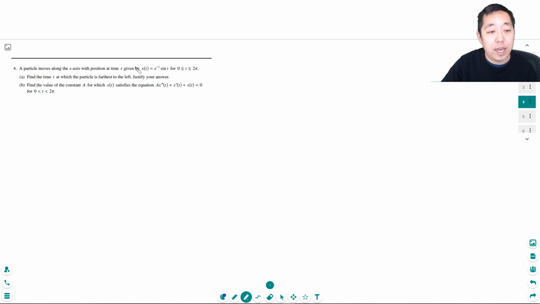Furthest to the left is when x is the most negative, because when x is positive, that's to the right, and when x is negative, it's to the left. So I'm looking for the most negative value, or the minimum. So part A is really find the minimum of x.